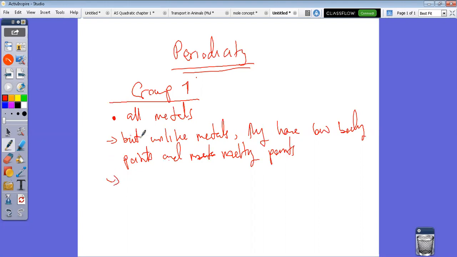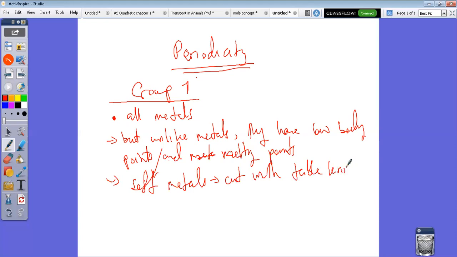Now, they are soft. Unlike other metals, they are also soft. They're the only metals that are soft metals. All the other metals are hard. Soft metals, you can cut them with a table knife. Clear? Are we together?